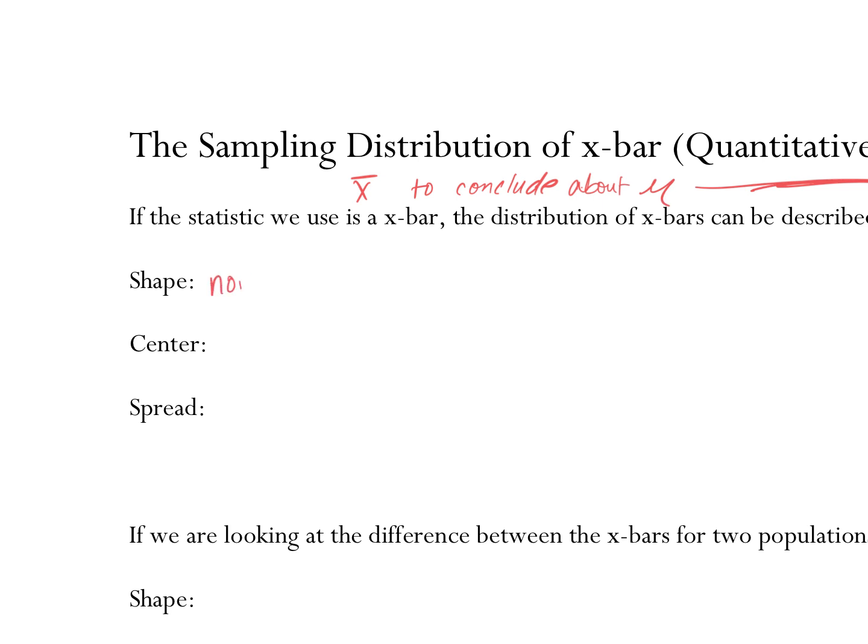The X bars will be normal if one of two things. The easy one, my sample size is big. And we define big enough there as greater than or equal to 30. Now, when my sample size is greater than or equal to 30, I am not going to say that the sample will be normal, because it won't be. It's that if I took every possible sample, the means of those samples would be approximately normal.